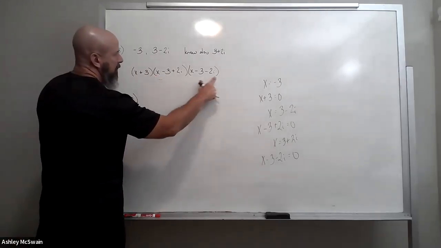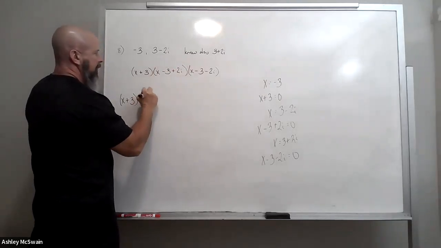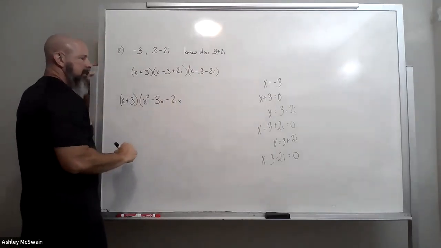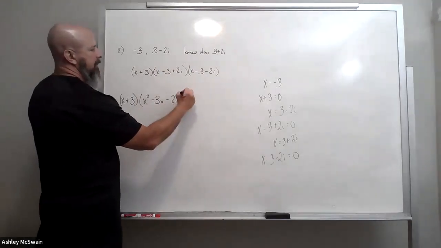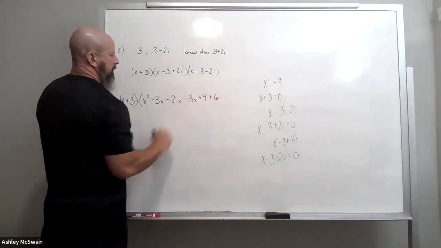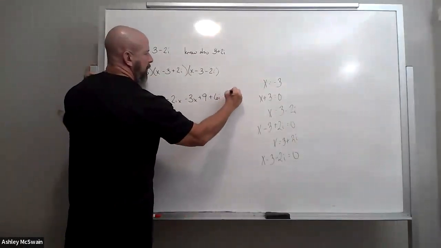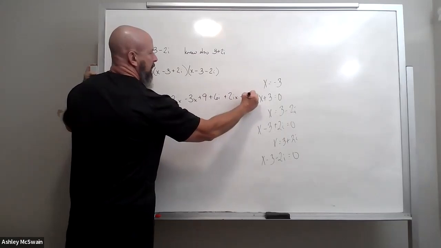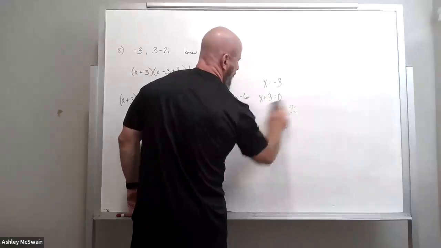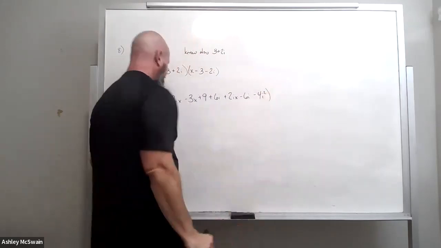So I'm going to distribute then my x through each one. So that would be x squared minus 3x minus 2ix. Come back, distribute my -3. -3x plus 9 plus 6i. Back, distribute my 2i: plus 2ix minus 6i. And in the last term, minus 4i squared.